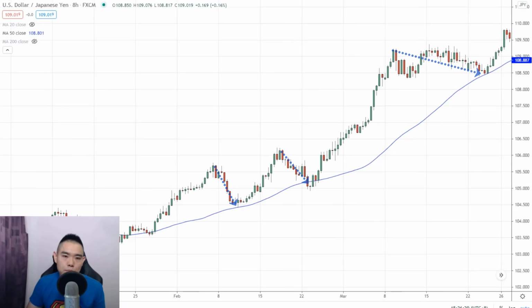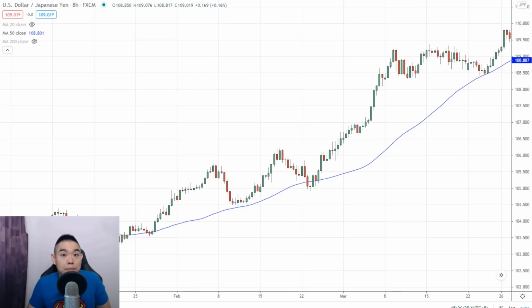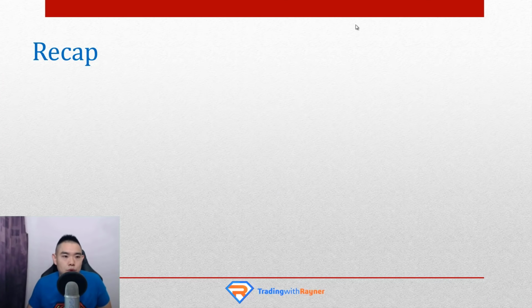So this gives you more time. If the depth of the pullback is longer, in this case of the 50-period moving average, you have more time to plan your entry, compared to a 20-period moving average where you need to scramble and act fast. So this is why I prefer using the 50-period moving average to define the area of value in trending markets. Okay, let's do a quick recap of what you've just learned.